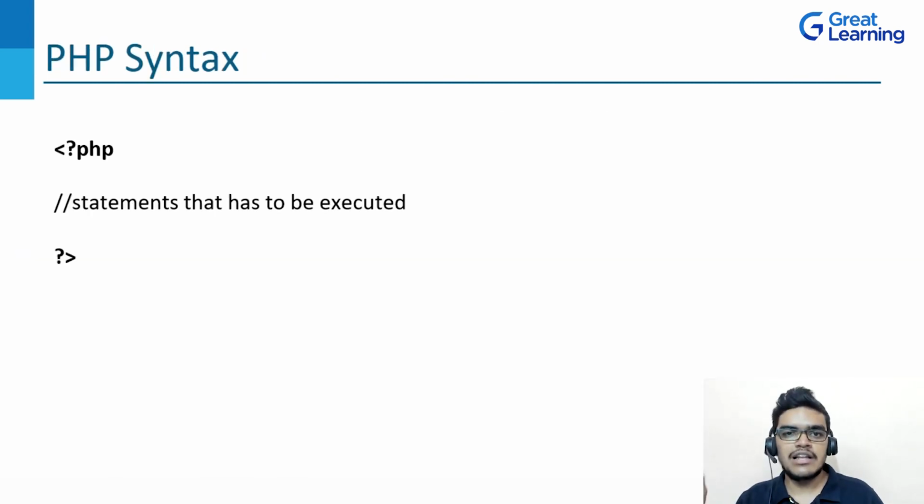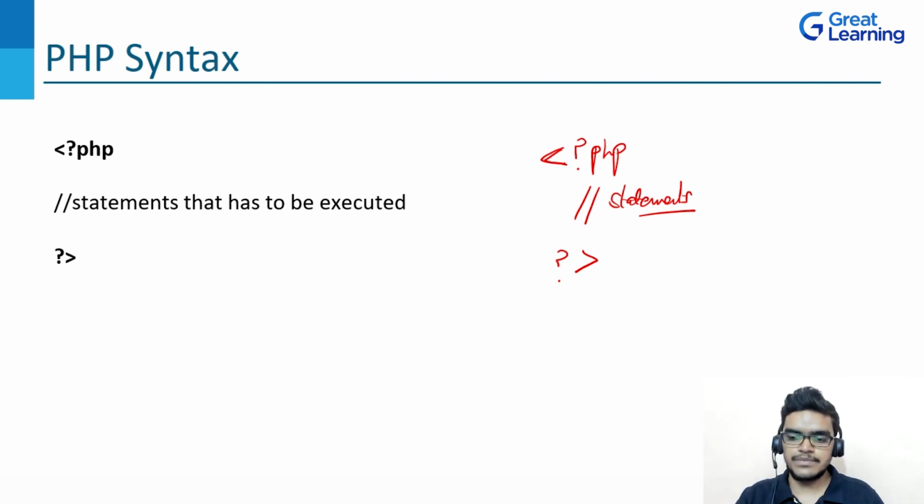Now moving next, let's see the syntax of PHP. So the syntax of PHP is: here is a less than symbol, and then you will write a question mark, and then you will write PHP, and inside that you will write the statements, whatever you want to write, and then we will write once again a question mark, and then we will write the greater than symbol. So this is the basic syntax of PHP.